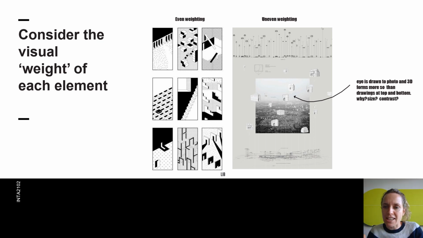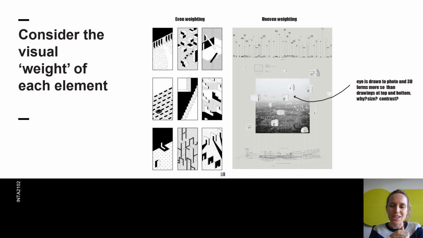So our eye is really drawn to the center of the page where we've got this photographic image. It's quite big, it's clear, and then we've got these three-dimensional models that float on top of that. Secondary to these elements are the components at the bottom and the top of this page, which might start to tell the story of the process or the research or some of the background elements.